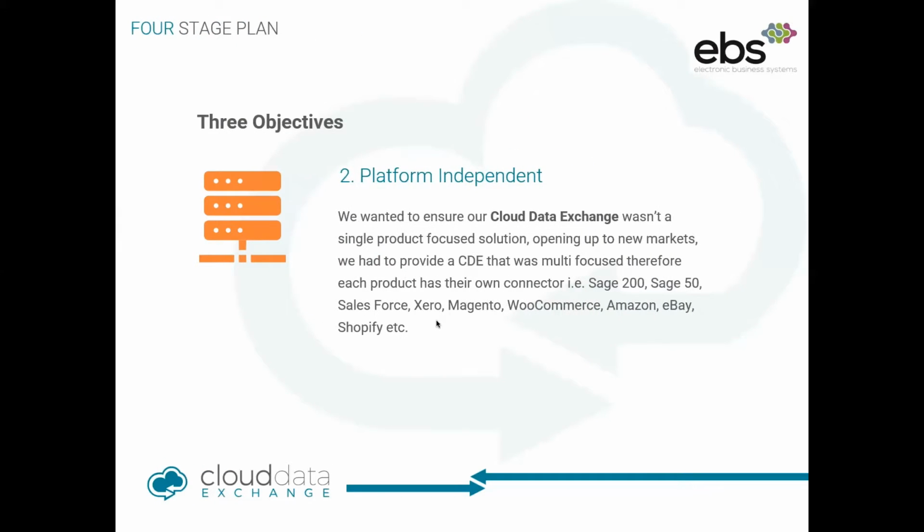Objective number 2 was for the product to be platform independent. So it's not a sole Sage 200 product or a sole Sage 50 product. It can integrate both. So that's Sage 50, Sage 200 Standard, and Sage 200 Professional. We have a multitude of third parties that we connect to. We can connect to Salesforce, Magento, WooCommerce, Amazon, eBay, Shopify, and many more that you will see once we enter the product.